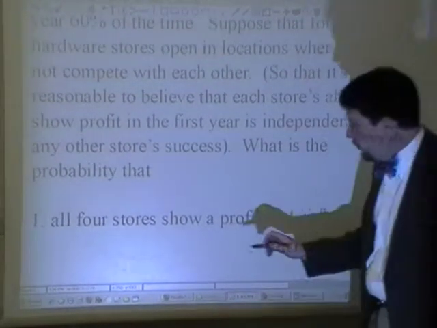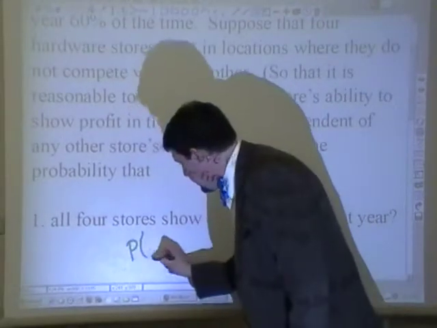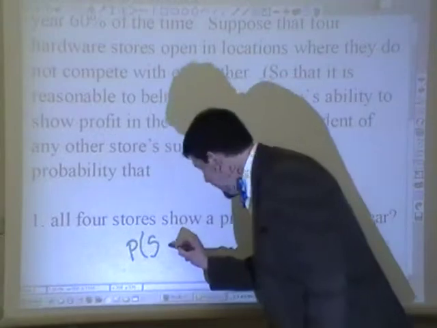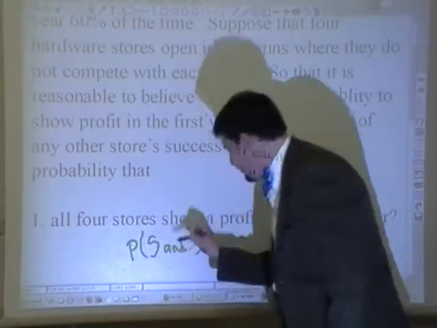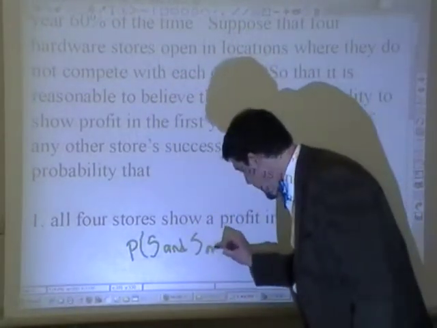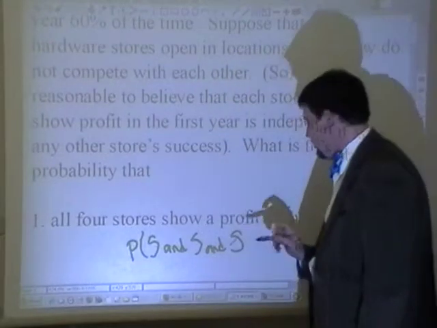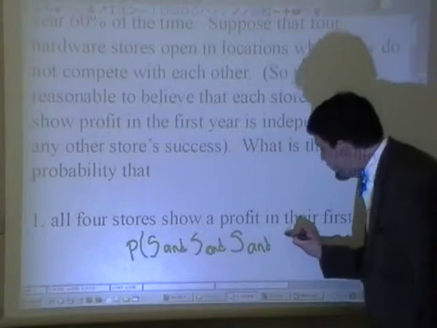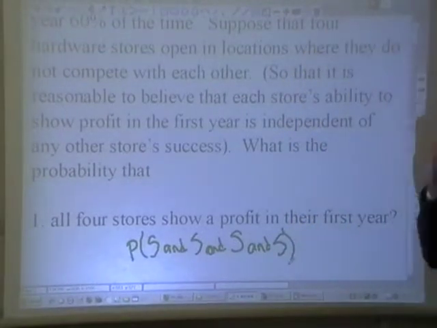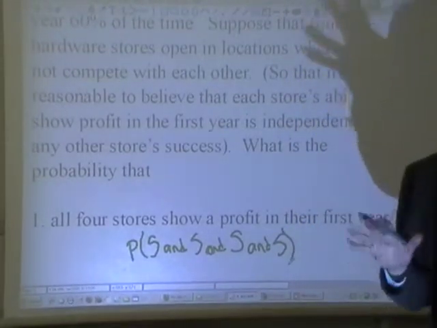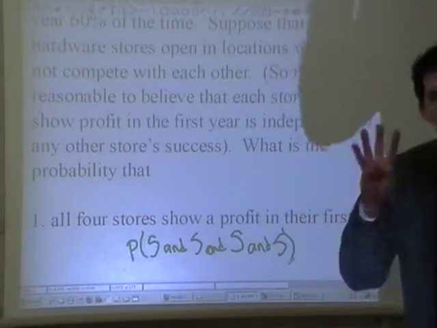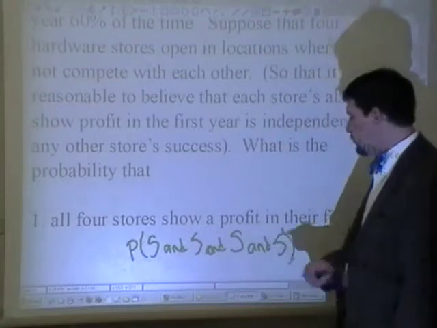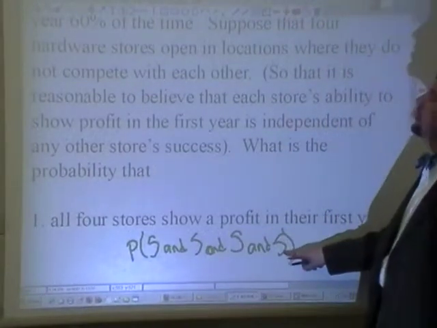Okay, so what I'm looking for here is the probability that the first store has a profit. So I'm going to call it the first store being successful, and then the second store is going to be successful, and the third store is going to be successful, and the fourth store is going to be successful. I see the word and, and I ask myself, how many events do I have? Well, I've got 4 stores. I've got 4 events. So this is the probability of being successful and successful and successful and successful.